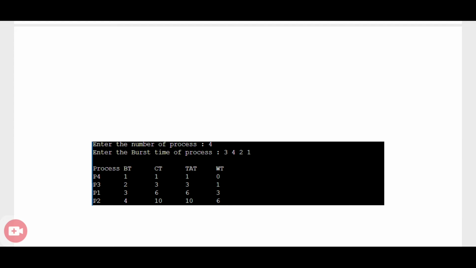P4 is to be scheduled because its burst time is very low compared to all the other processes. So the first served one is the process with the lowest burst time. So P4 will be scheduled first. After that P3, then P1, then P2. Based on this sorting, the OS has to calculate the completion time, turnaround time and waiting time. Okay, this is shortest job first.